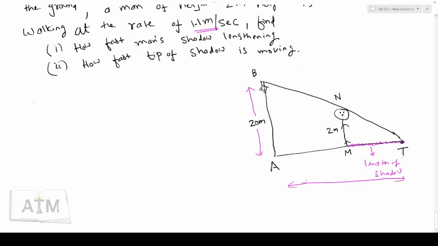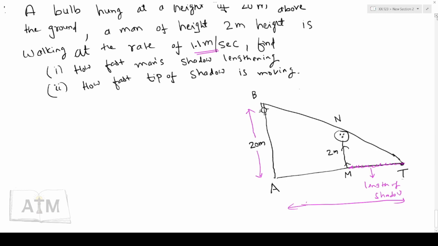Now we'll start the solution. What we have to find out is how fast the man's shadow is lengthening. So for that, let AM equal x, MT equal y, and AT equal z.